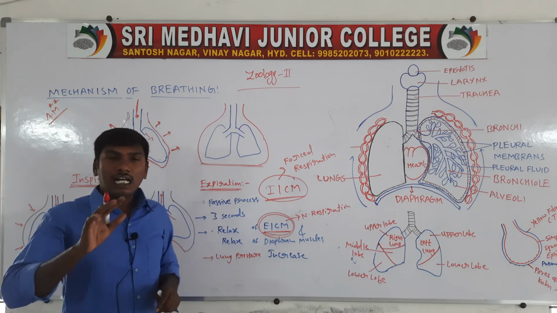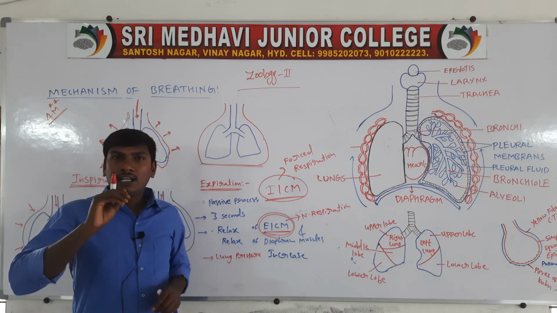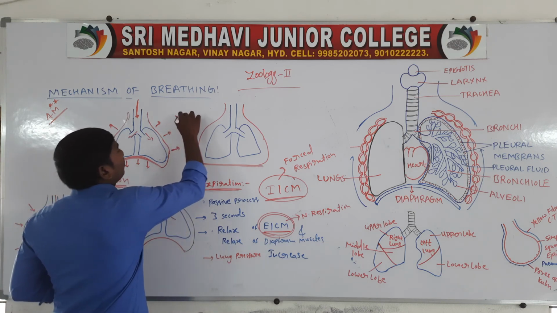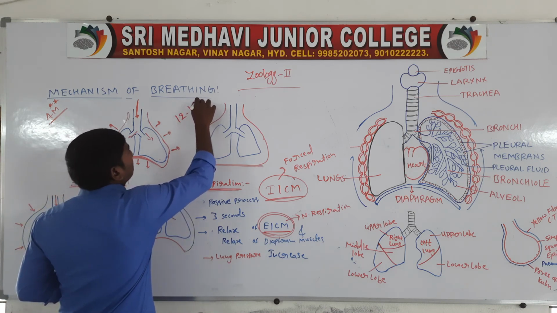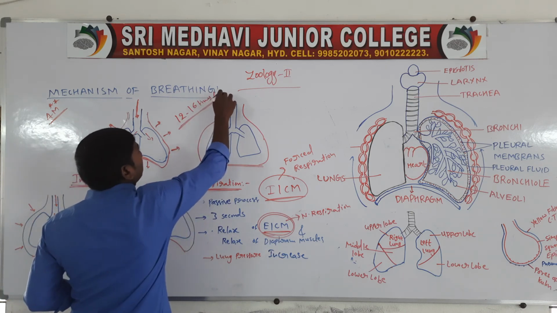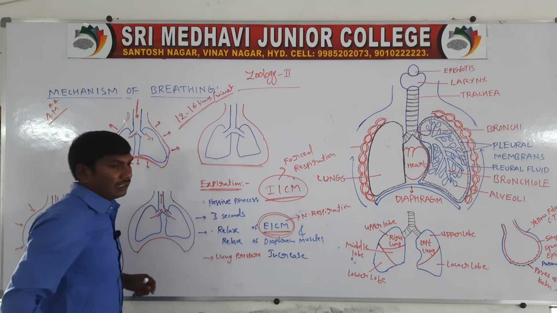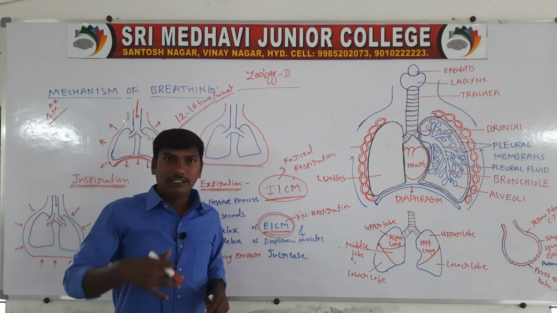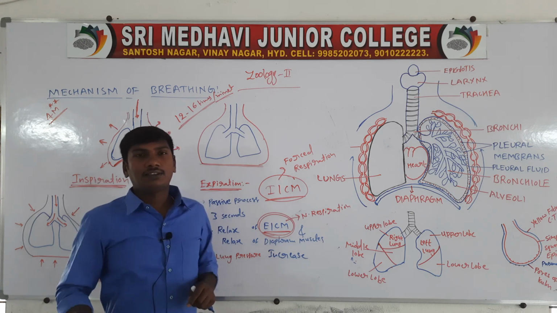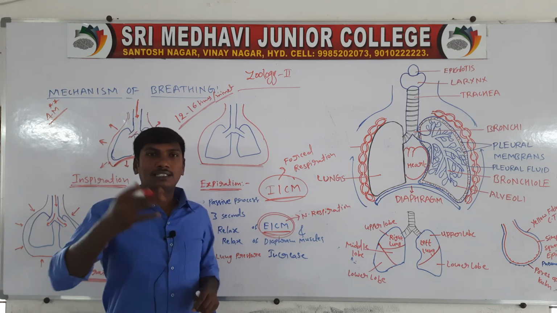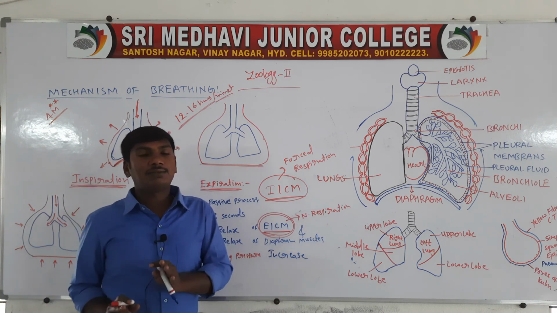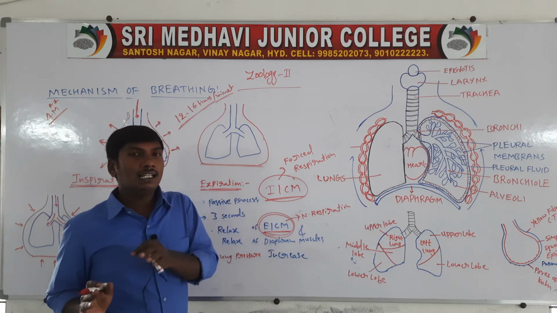Next, normal healthy human beings breathe 12 to 16 times per minute. One inspiration and expiration counts as one time. So in 1 minute, they breathe 12 to 16 times. These are normal healthy human beings.